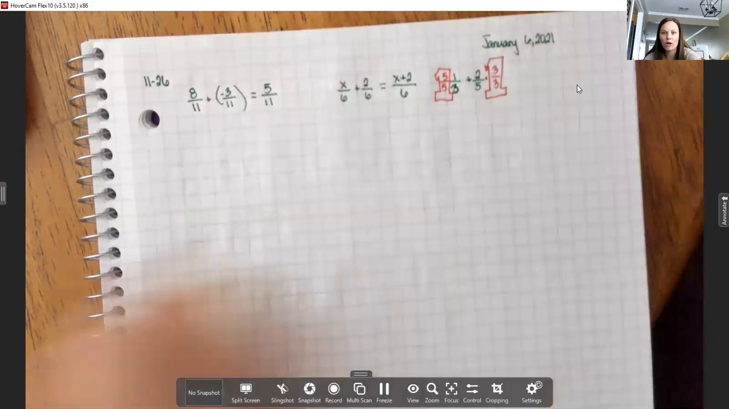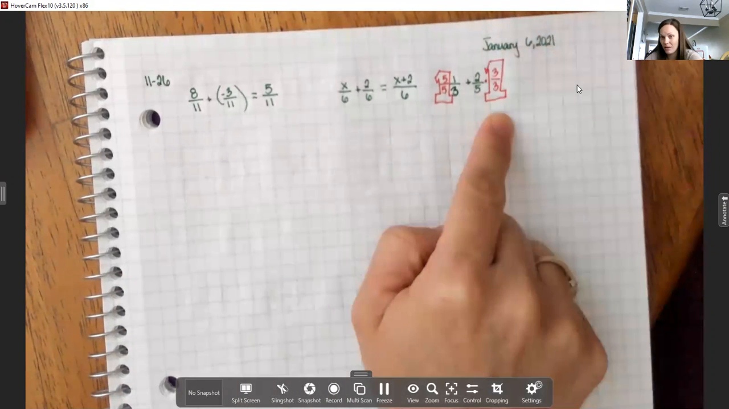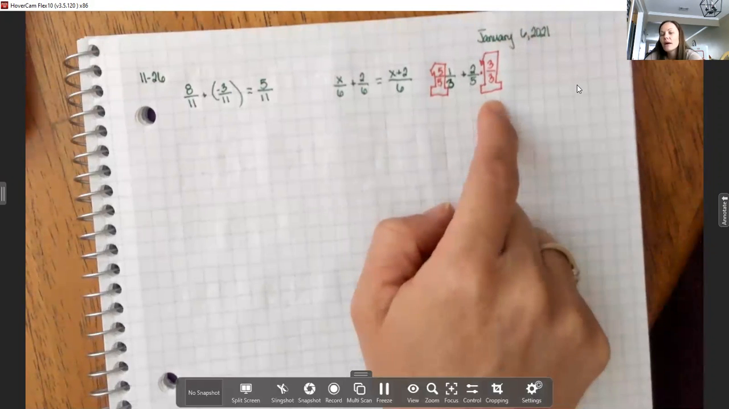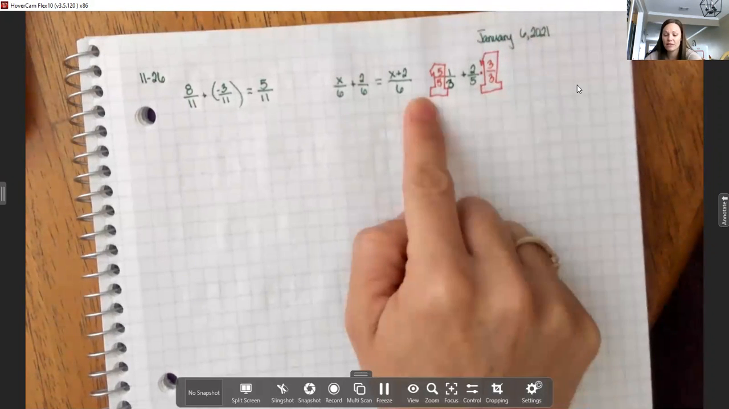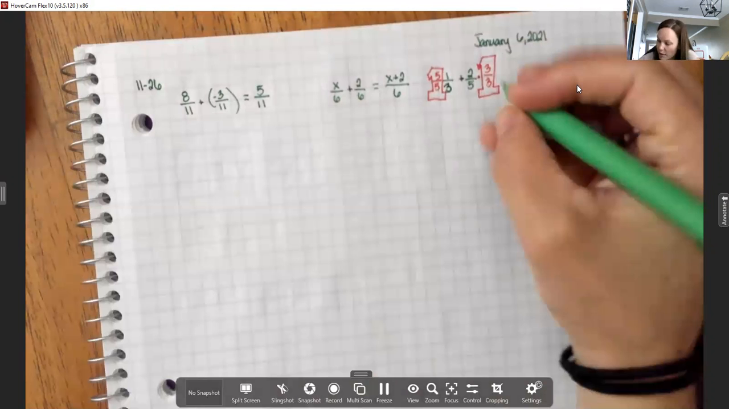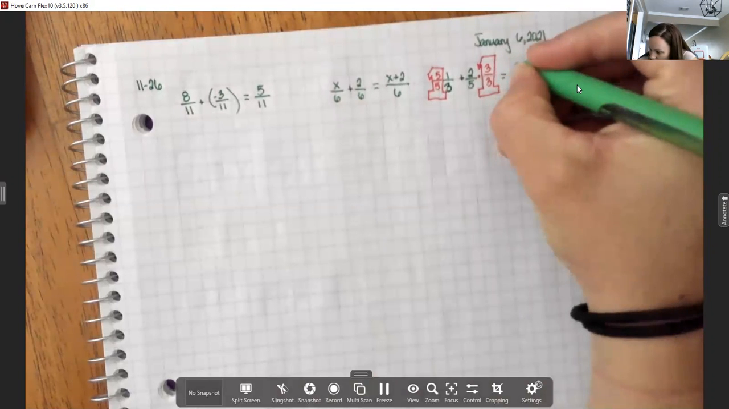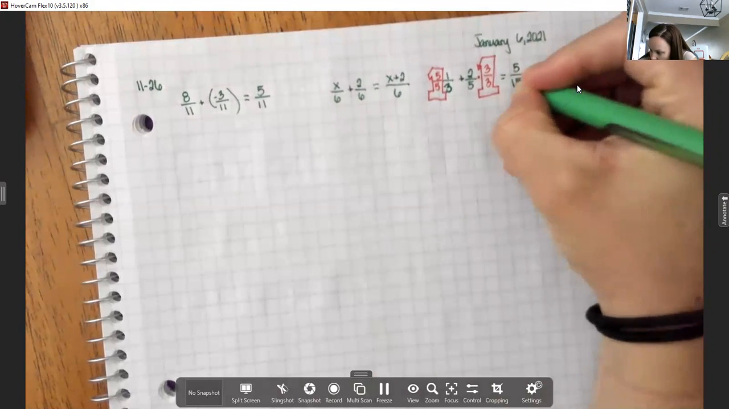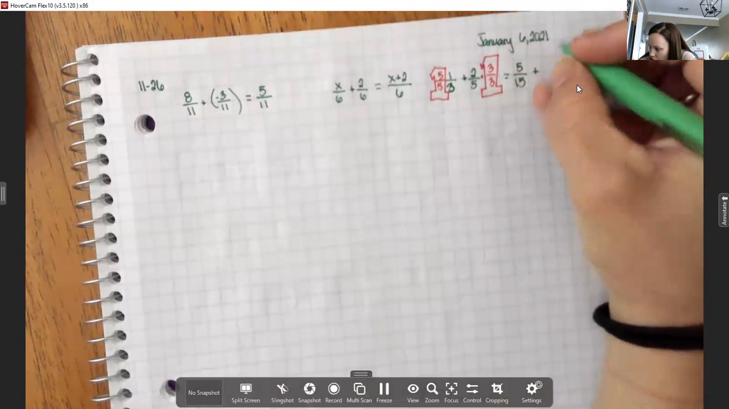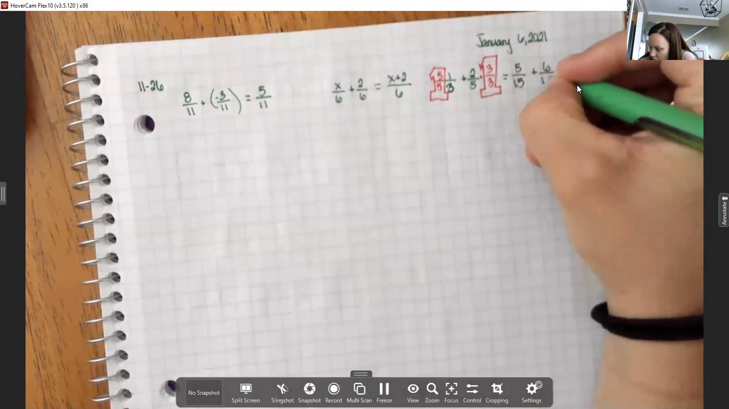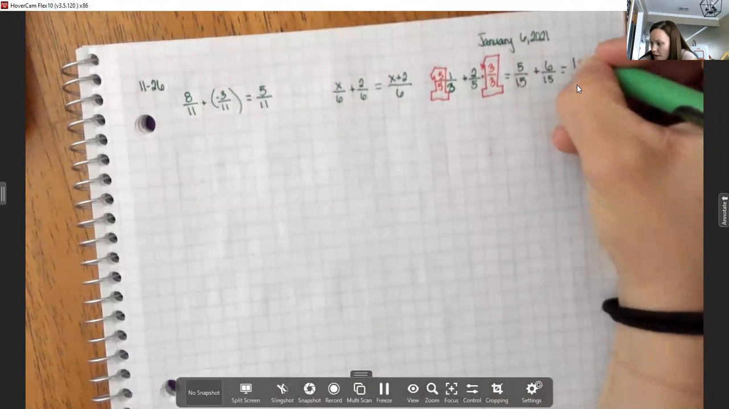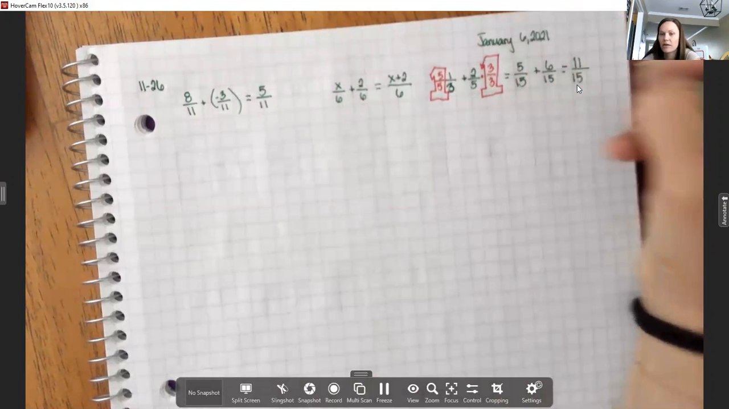Remember, I'm really just multiplying by 1 and by 1. They just look really funny, especially that one. Multiplying by 1 doesn't change it. So this first fraction then becomes 5/15 plus the second fraction becomes 6/15. And we end up with 11/15 there.